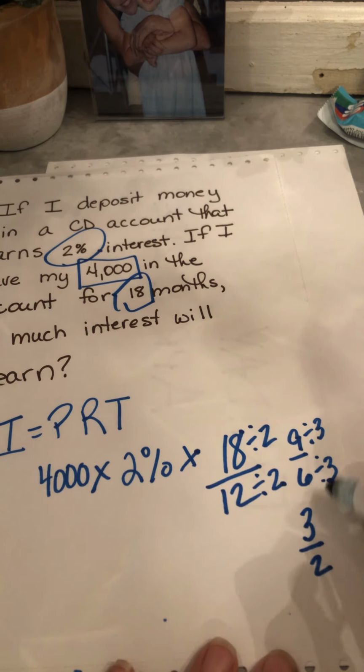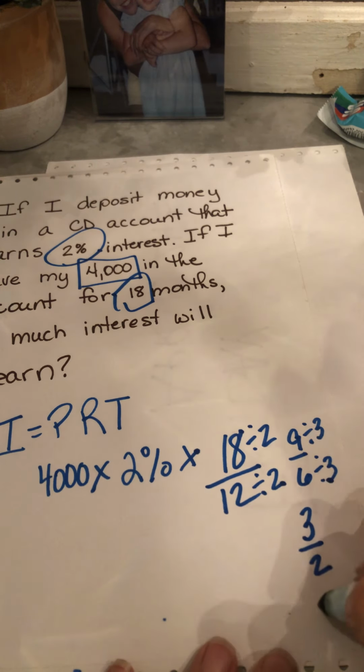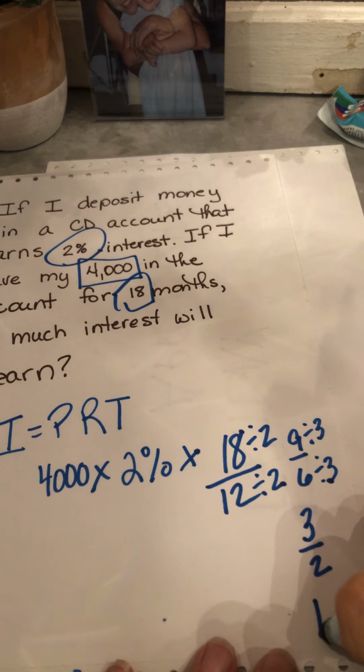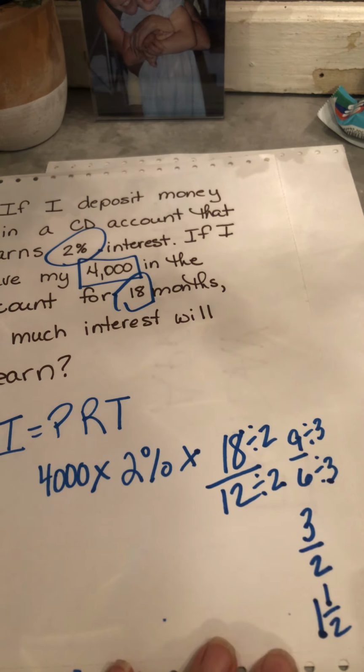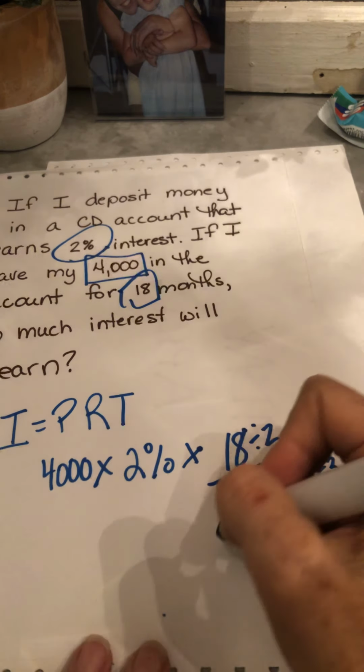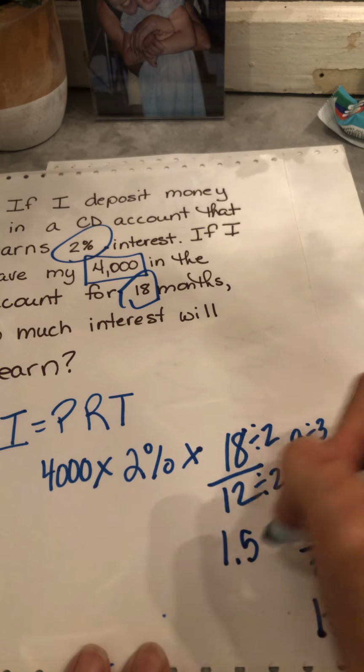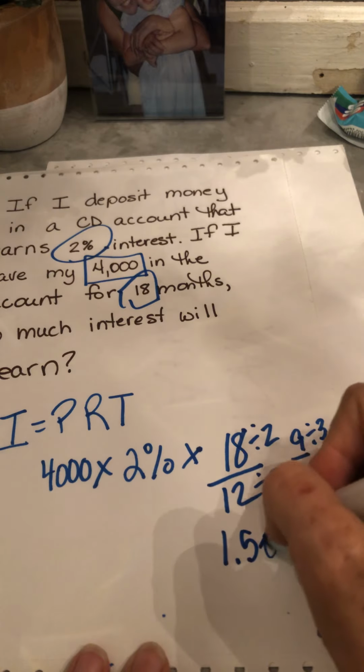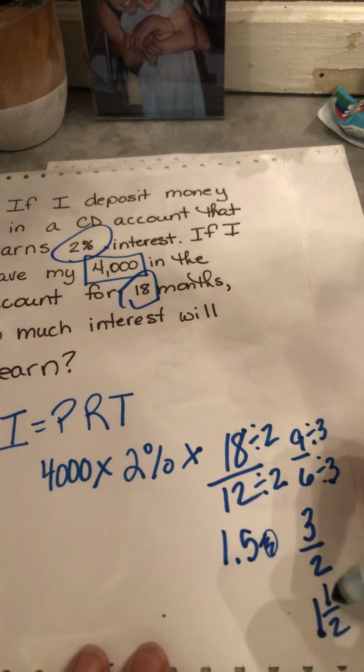Well, let's see. I could leave it that way, or I could say 2 will go into 3. How many times? 1. How many will be left over? 1 over 2. So that's 1.5. Now let's talk money. If you had $1.50, how much money do you have? I'm hoping you say $1.50. Well, we're going to leave that 0 off and call it 1.5.